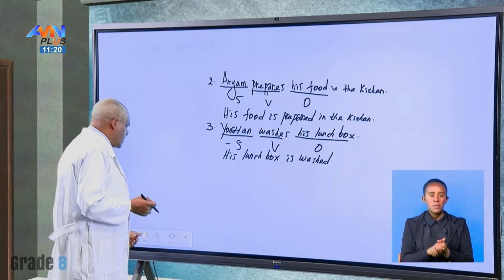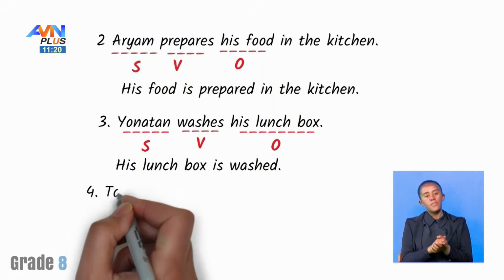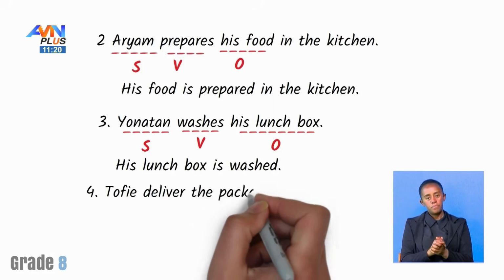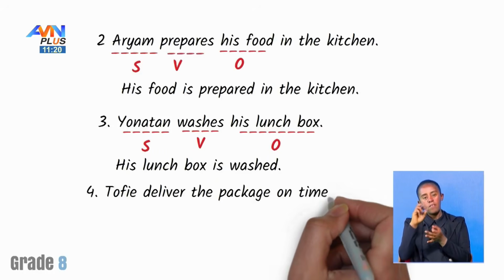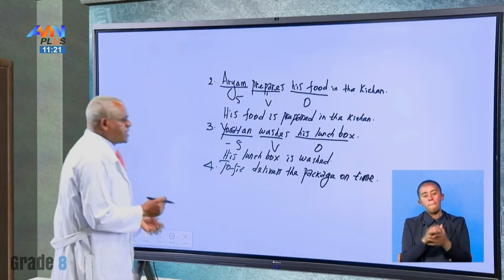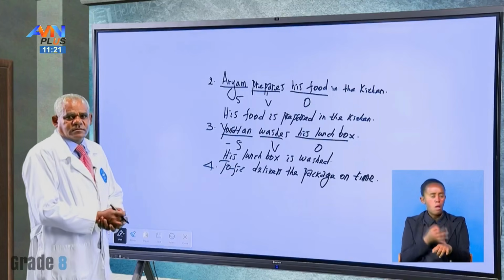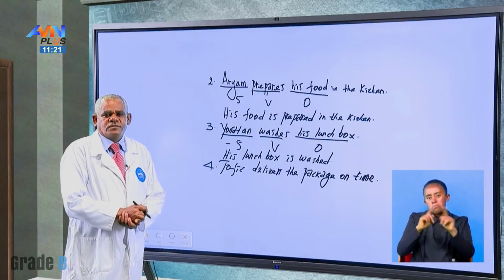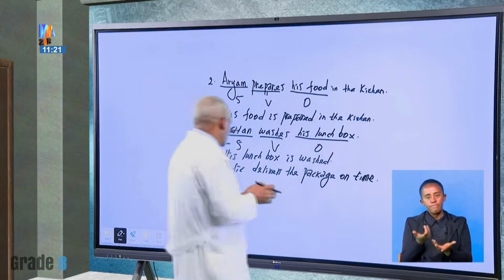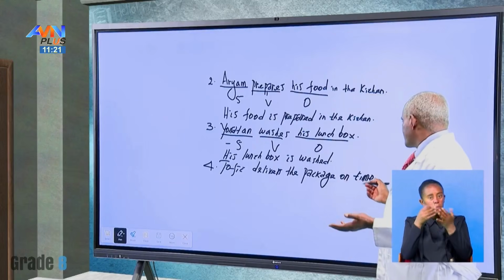I'm going to write another sentence. Come on. Good. Tawfiq delivers the package on time. Package is a kind of product, different kinds of items, to dispatch to all shops. So Tawfiq delivers the package on time.